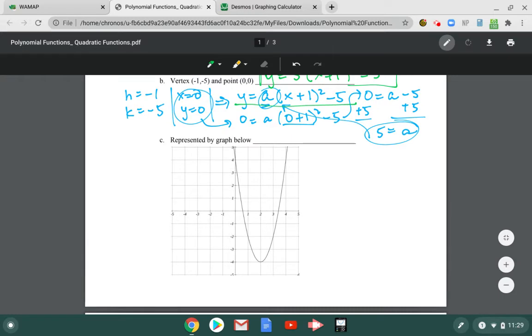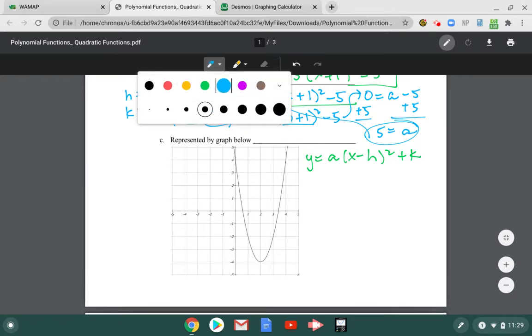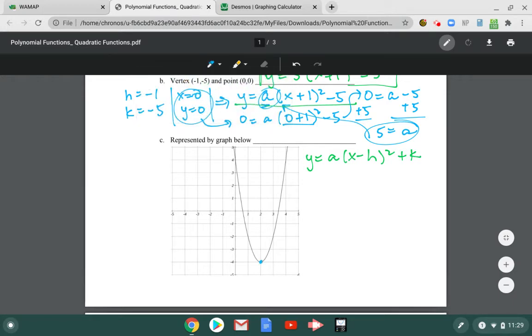Now we want vertex form for the graph represented below. Okay, so we know that our goal is y equals a (x minus h) squared plus k. It just has all those transformations in it. If I take a look at my graph, I can see that vertex. My vertex is at (2, negative 4). So h is 2. k is negative 4.